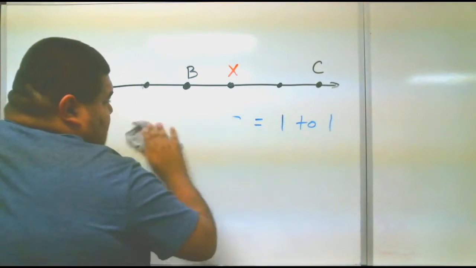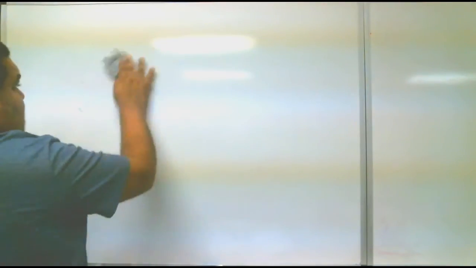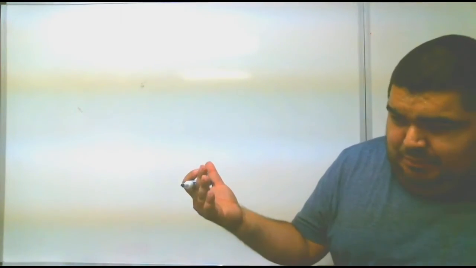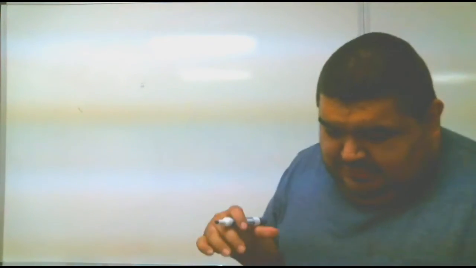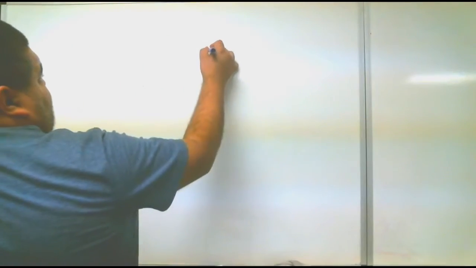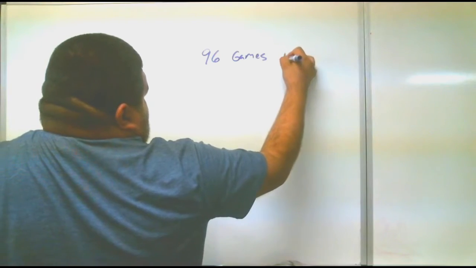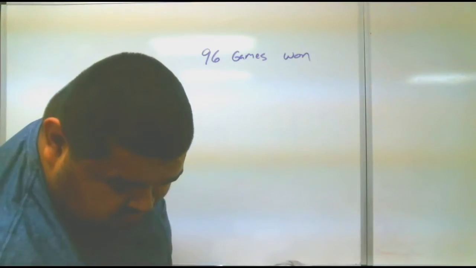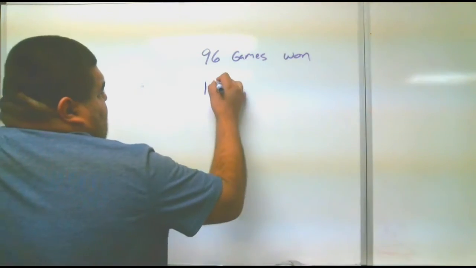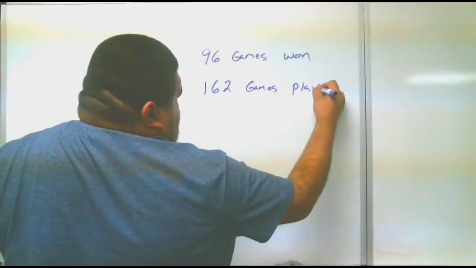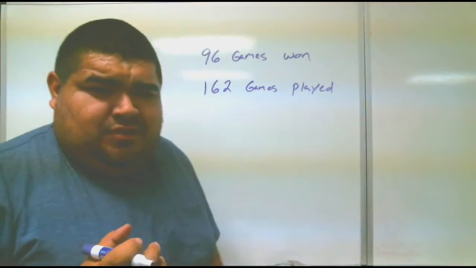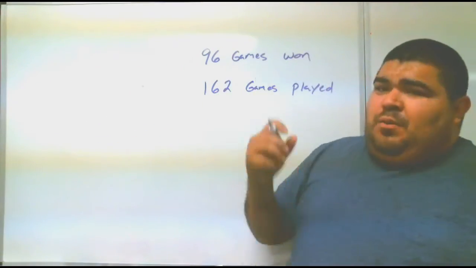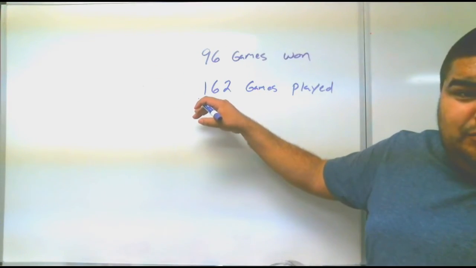We can also, again, use it to find a certain percentage of something, for example, for proportions. When it comes to ratios, let's say for example I'm a baseball player and let's say we won 96 games, but we played a total of 162 games. I want to know what percentage, what was my percentage out of all the games that I played? Again, we can say 96 to 162.